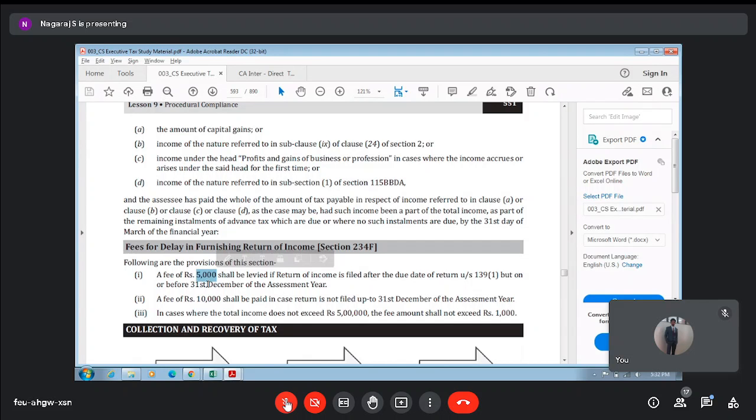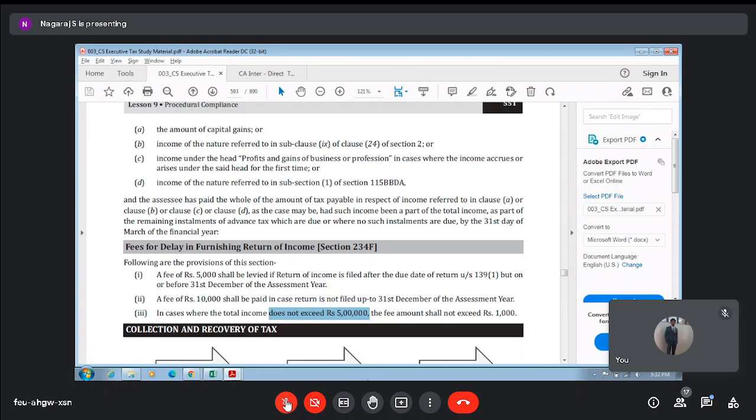If you have filed the return after 31st December, but before the end of the assessment year, which means 31st March, from 1st January to March, then you will have to pay 10,000. These two are for persons whose total income is more than 5 lakhs. In cases where the total income does not exceed 5 lakhs, what is the tax liability? In case of individuals, 4,90,000. What is the tax liability?